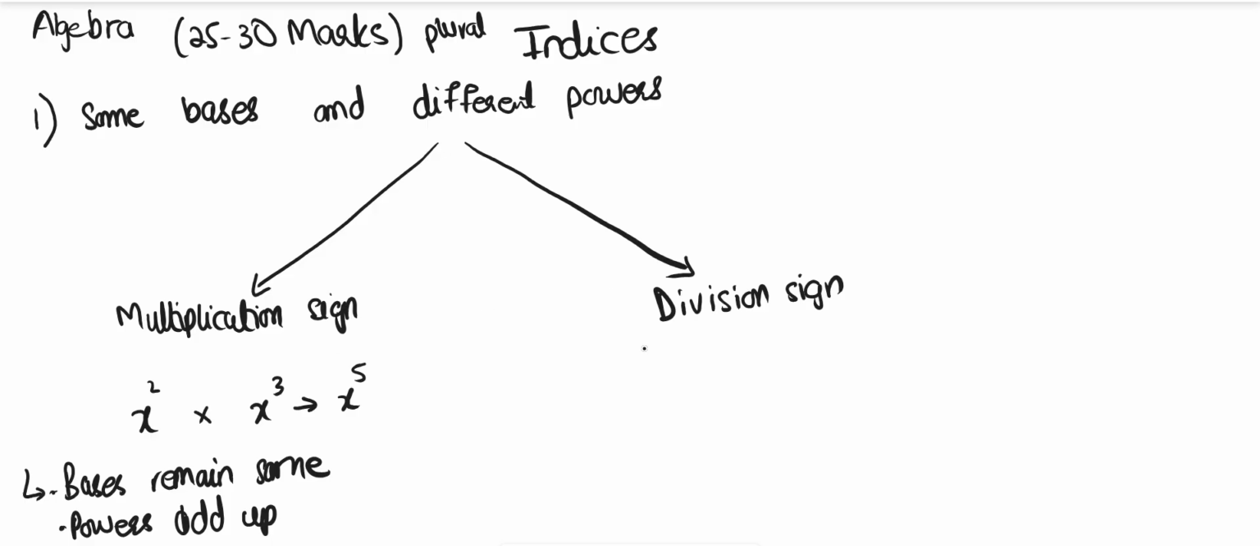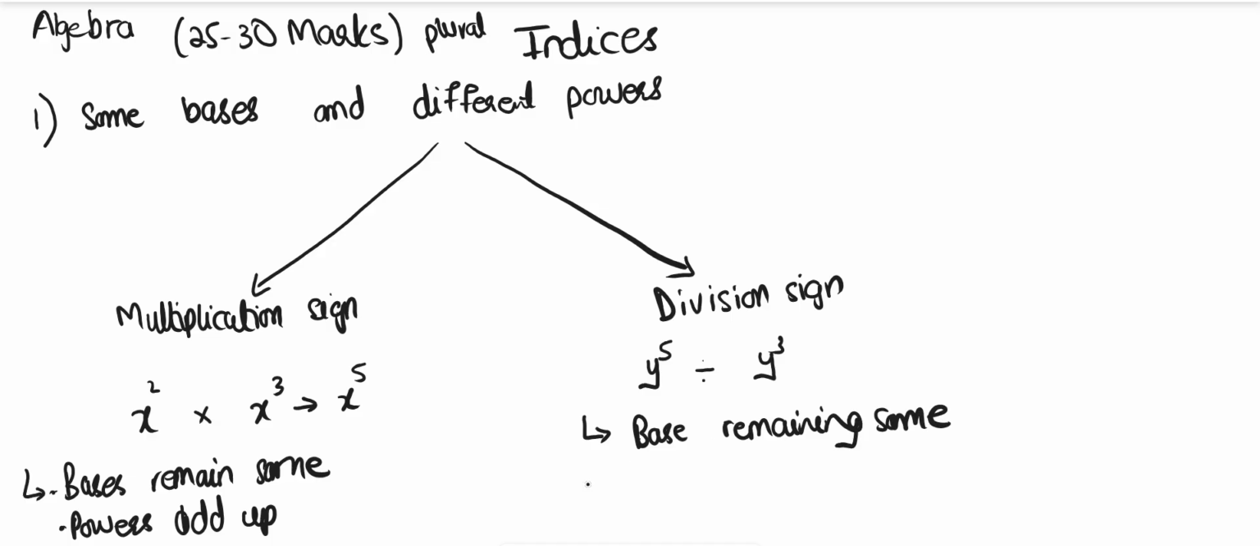We have another example here. For example, here we have the division sign, and if I have y raised to the power of 5 and y raised to the power of 3, so I have same bases but different powers, and a division sign in between. Just like that, in the final answer we are going to have the base remaining same, but the powers are going to be subtracting, right?